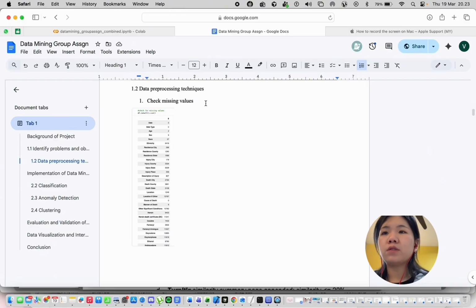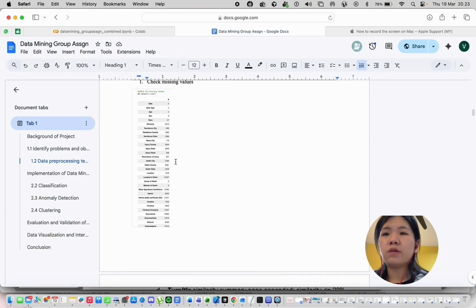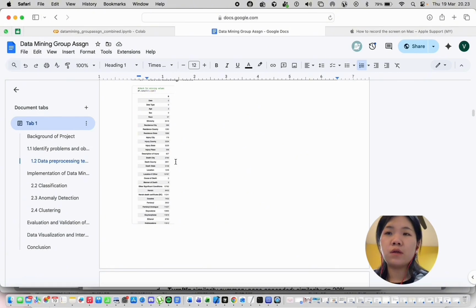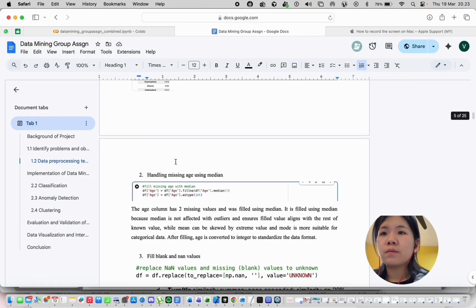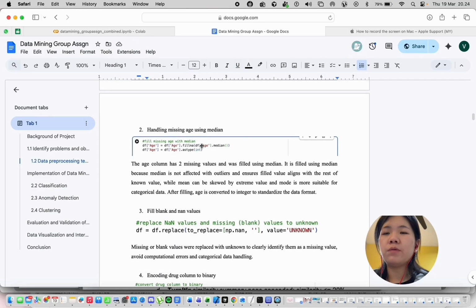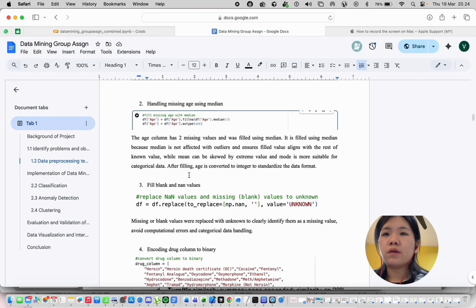Moving on to data preprocessing techniques. In here, we check for the missing values first, because we have to clean these missing values to ensure that the dataset is clean and suitable for the next preprocessing. And then since age only has 2 missing values, we will fill with the median, because the median is not affected by outliers, while the mean is extremely sensitive to extreme values, and the mode is suitable for categorical values.